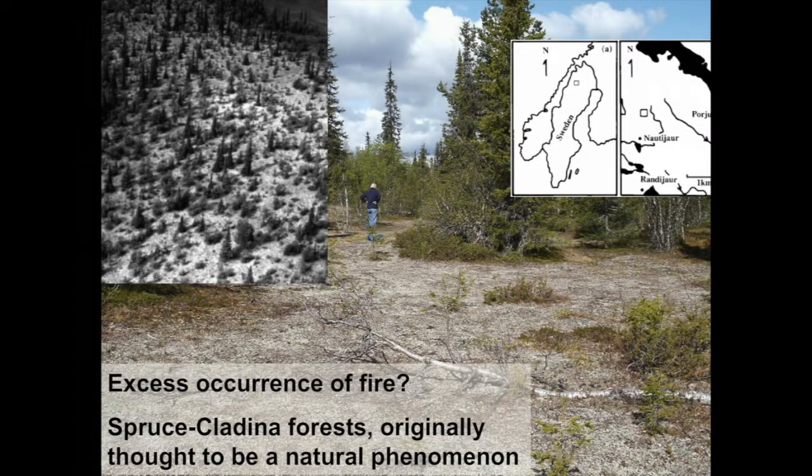What about the excessive occurrence of fire, excessive use of fire? In this case, I just give this as an interesting example, if we have increasing occurrence of fire. This was in northern Sweden. This is an ecosystem, these spruce cladina forests, which are different from the ones in northern Canada in that these are Norway spruce for starters, but they are thought to be a naturally occurring ecosystem.